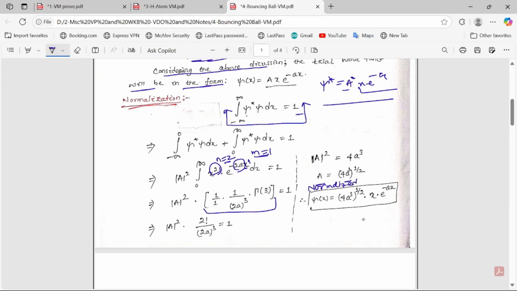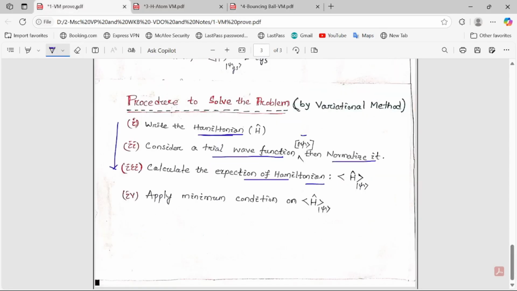Normalized wave function will be, instead of A we put this one, (4a³) to the power 1 by 2, into x into e to the power minus ax. So this is the normalized wave function. Okay, so here we covered these two steps. We wrote the Hamiltonian, and we found the normalized trial wave function.